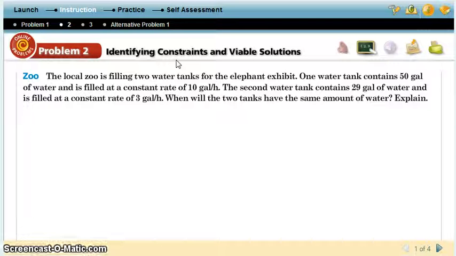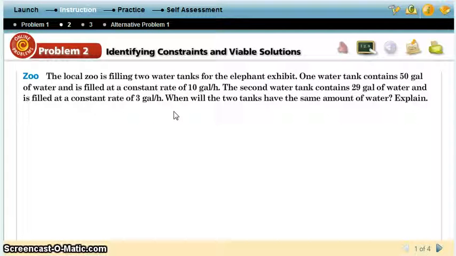Okay, the 2 things we're talking about here are gallons of water and time, which is in hours. So what can we not have? Hopefully some of you are thinking through this and you're coming up with, well, I can't have negative numbers. I can't have negative gallons and I can't have negative time. Those do not exist. My other question to you is, can you have 0?